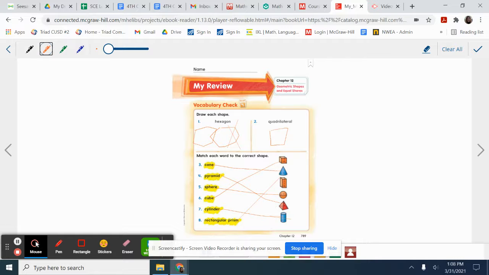When you are done with page 789, you can go on to page 790.